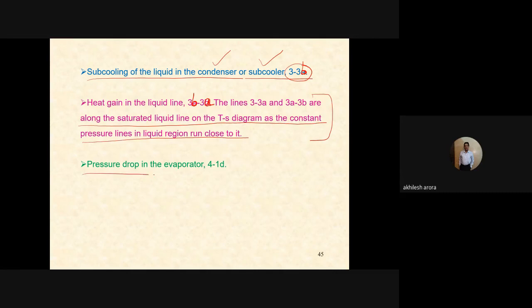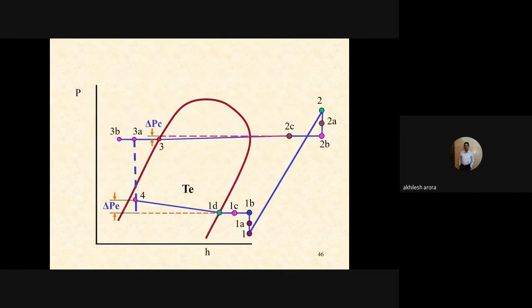Then pressure drop in the evaporator is from 4 to 1D. So you can see it here. From 3 to 3B is the subcooling in the subcooler, delta T subcooling. It can take place either in the condenser or in the subcooler. And then from 3B to 3A, we have sensible heating in the liquid line. And then this is the pressure drop which is taking place in the evaporator.